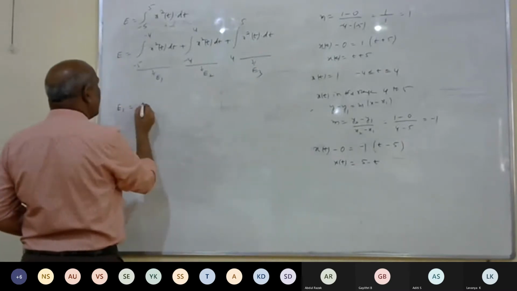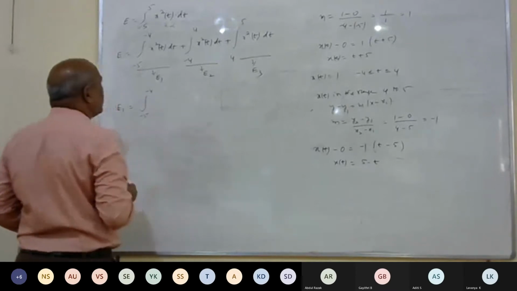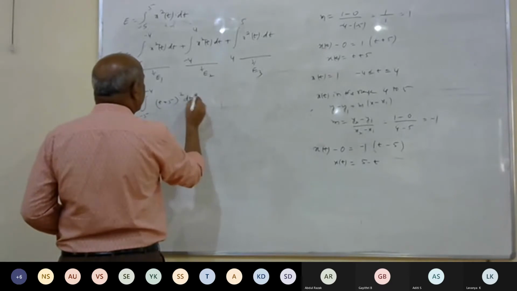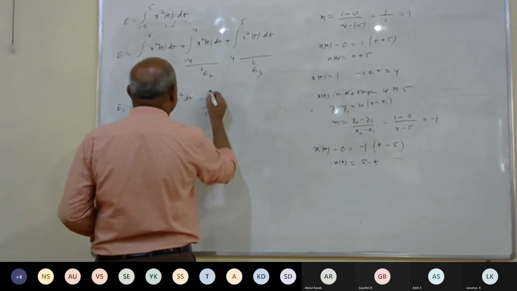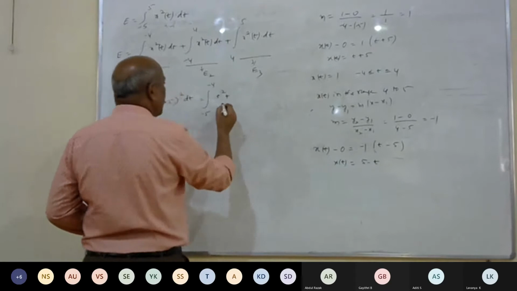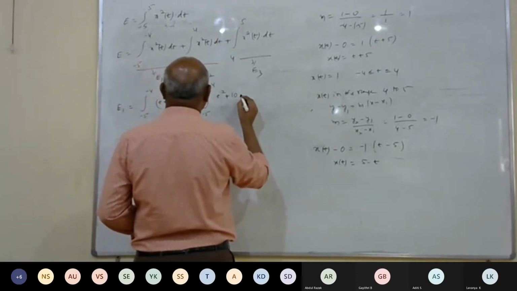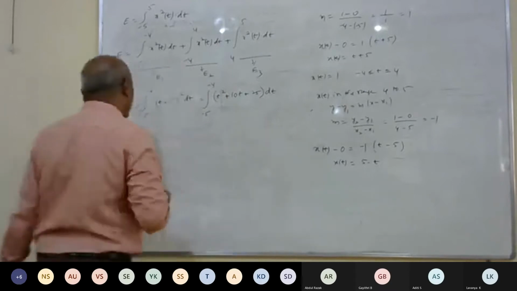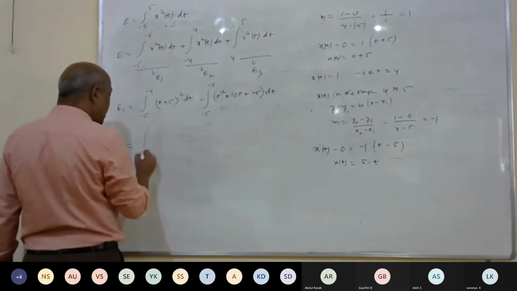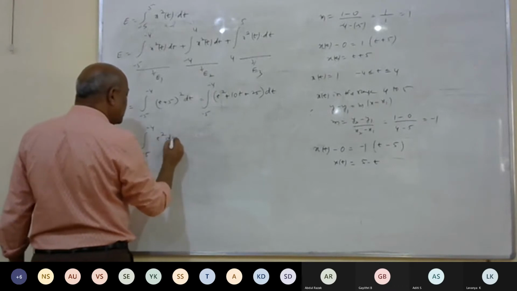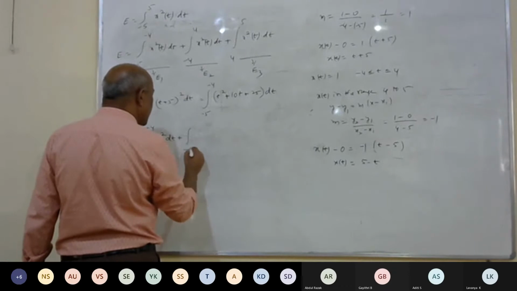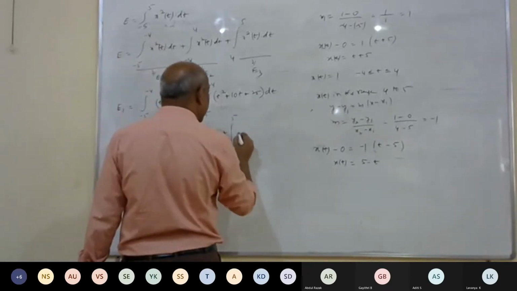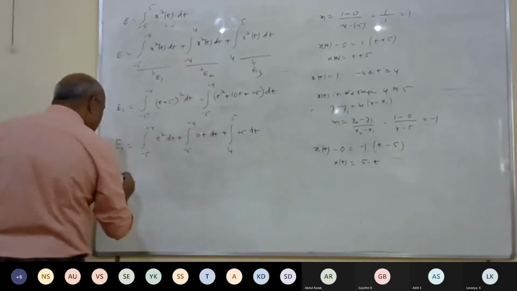E1 is equal to the integration from -5 to -4. What is x of t here? x of t is t plus 5, whole square, so x square of t is (t plus 5) whole square. That is the integration from -5 to -4 of t square plus 10t plus 25 dt. So E1 is the integration of t square dt, plus the integration of 10t dt, plus the integration of 25 dt, all from -5 to -4.